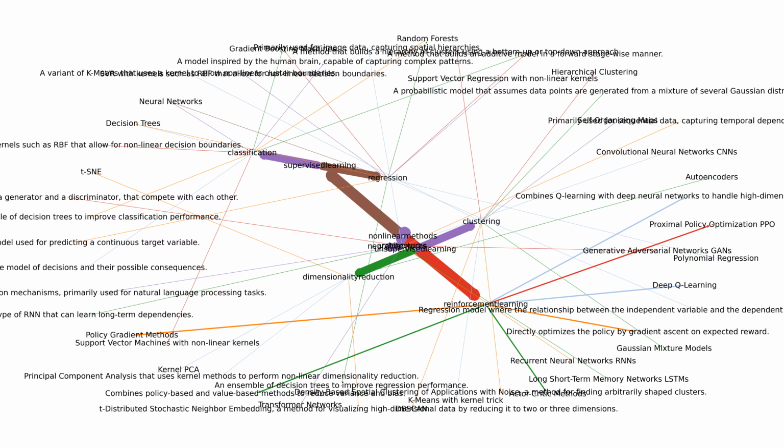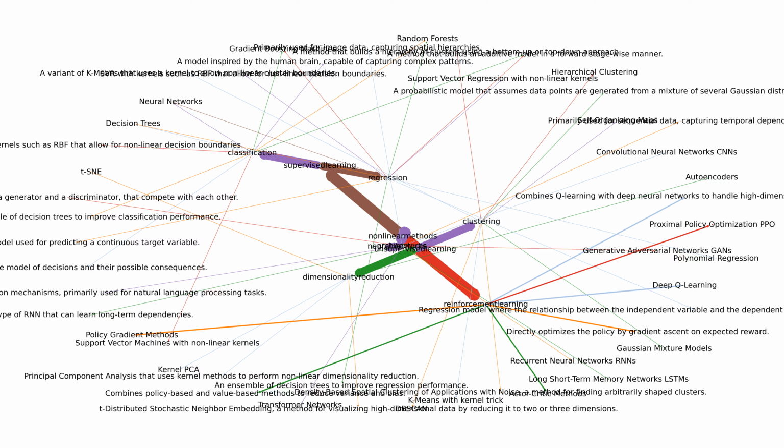Method: Gradient boosting machines. Description: A method that builds an additive model in a forward stage-wise manner. Method: Support vector machines with nonlinear kernels. Description: SVM with kernels such as RBF that allow for nonlinear decision boundaries. Method: Neural networks. Description: A model inspired by the human brain, capable of capturing complex patterns.